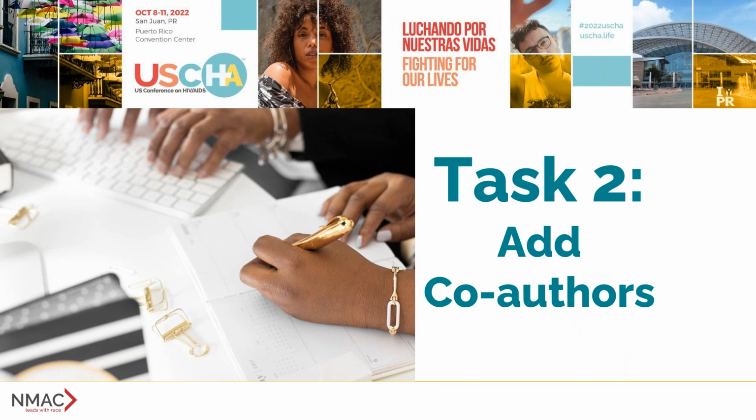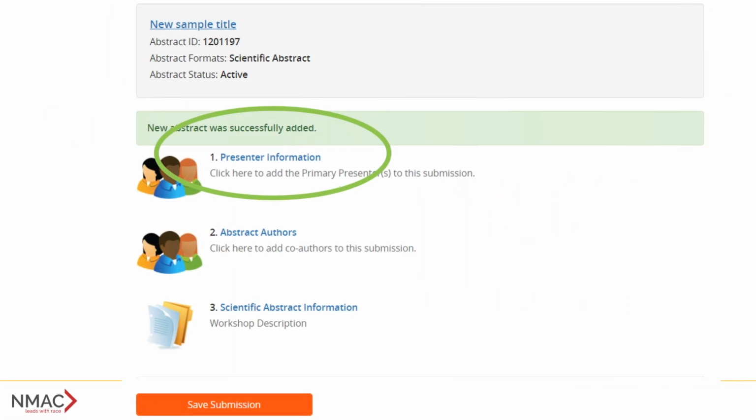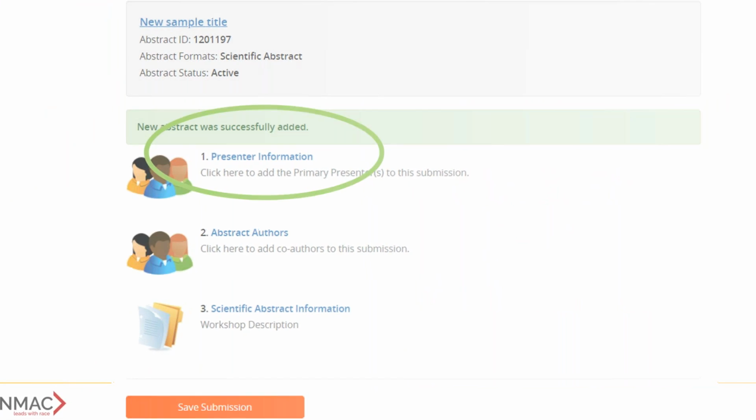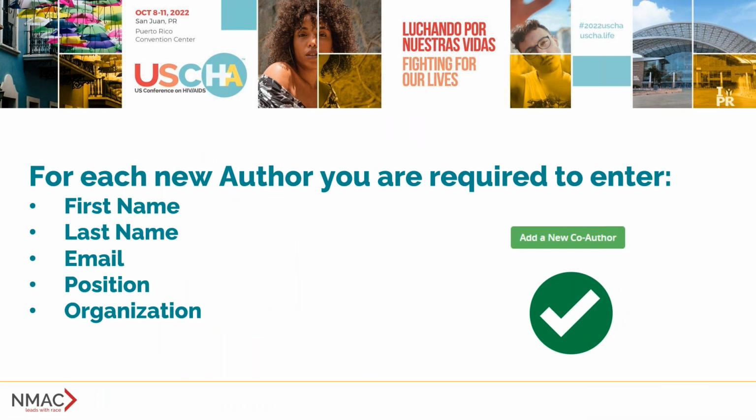So you have that first green check mark. Now that you've entered your presenter information, you can go into task 2 and add your co-authors. This would be for all the people who helped you write this abstract. For an author, you're required to enter less information. We just need to know their first name, last name, email, a position that they hold, and the organization.